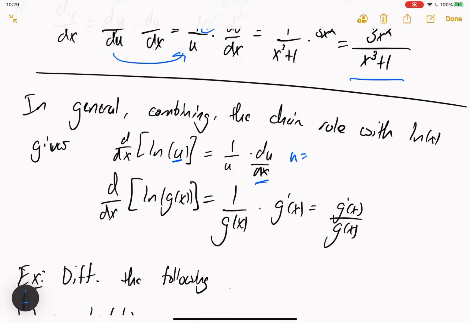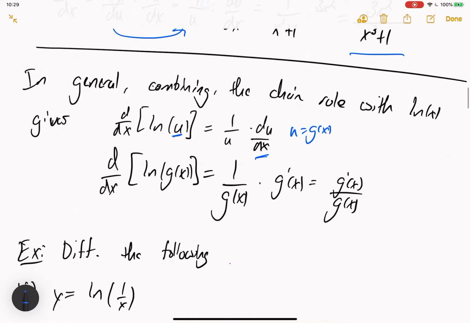So if u is equal to g of x, basically that gives us the same thing as we have right here. So d/dx of ln of g of x is equal to 1 over g of x times g prime of x, which is equal to g prime of x divided by g of x.